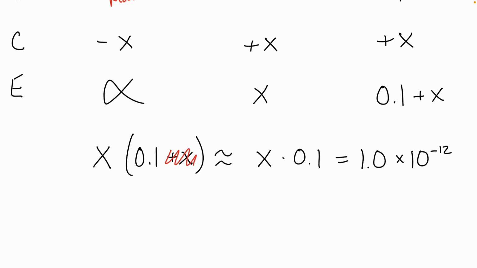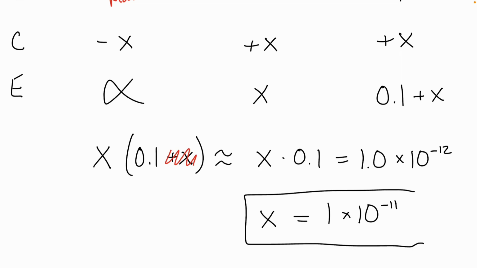Right? Now when I solve for my molar solubility, I solve for X. I'm doing now 1 times 10 to the negative 12 divided by 0.1. And I get a molar solubility of 1 times 10 to the negative 11.